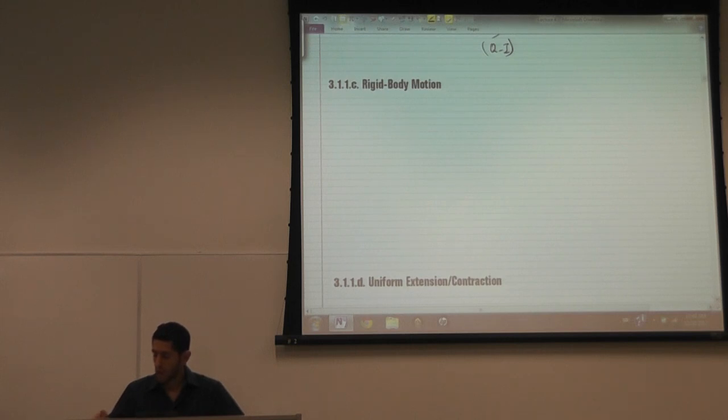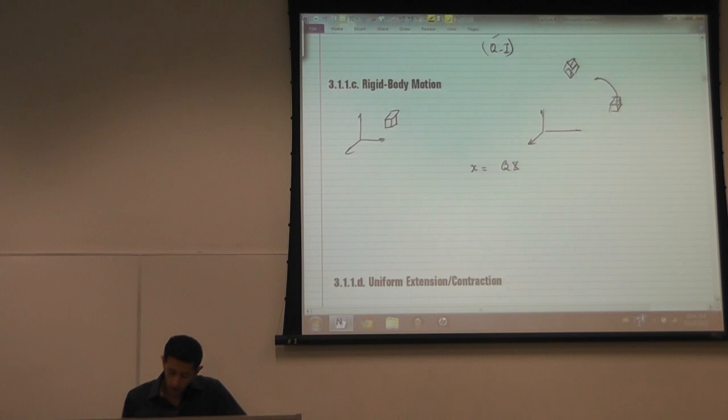Rigid body motion is nothing but a combination of both: translation, then rotation. The new position x is equal to a rotation plus a translation. The displacement is equal to the new position minus the old position: Qx plus c minus capital X, which is (Q minus I)x plus a vector c.